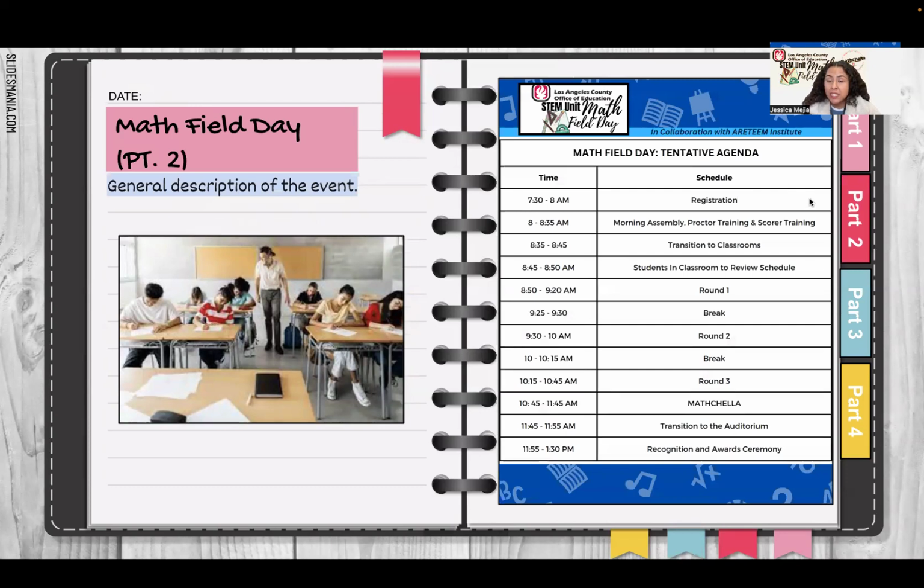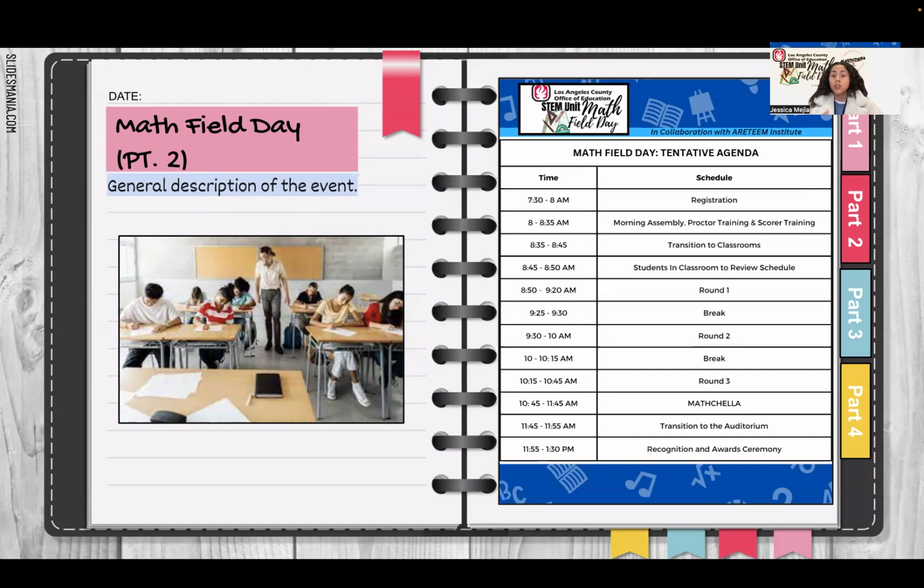Here you have a quick tentative agenda and schedule of what the day is going to look like. So we open registration tables at 7:30. We do have a morning assembly at 8 in the auditorium. During this time, we also have proctor training and scorer training going on. Scorer training will be in the library. Proctor training will be in the college center. At 8:35, we should be done, and we should be transitioning to our classrooms.